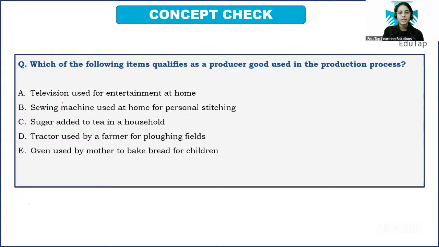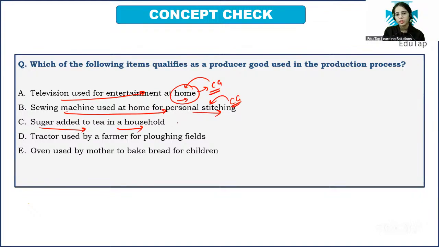Yes. So television used for entertainment at home, this is your consumer good, because it is for personal needs. Sewing machine used at home for personal stitching, consumer good, personal need. Sugar added to tea in a household, a consumer good. Tractor used by a farmer for plowing fields, so this is for production. So this is a producer good.